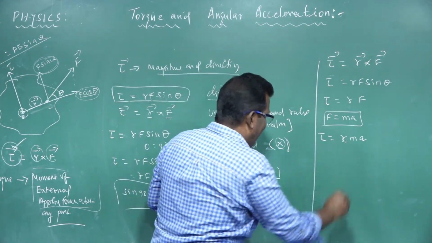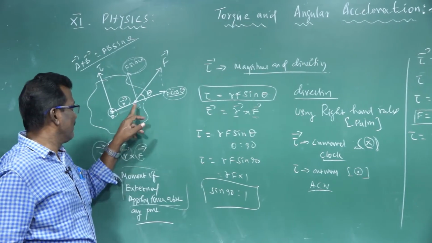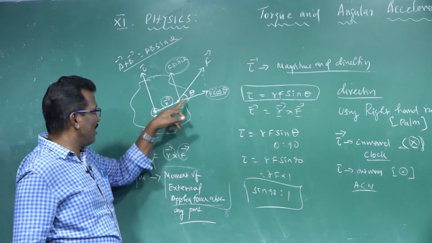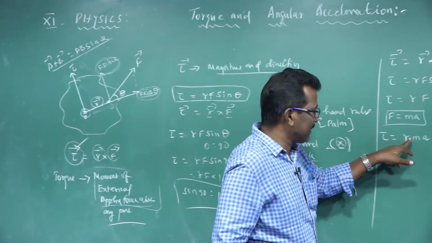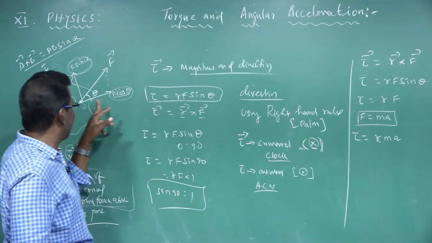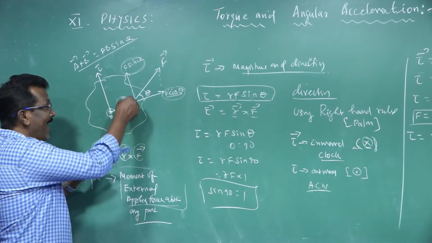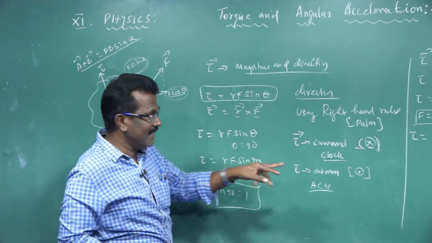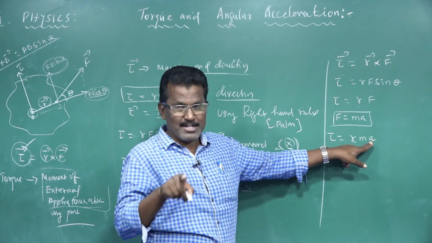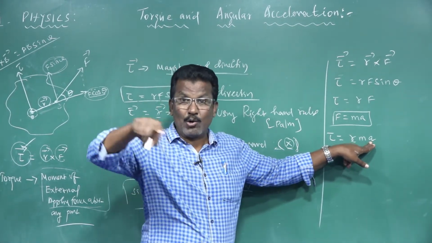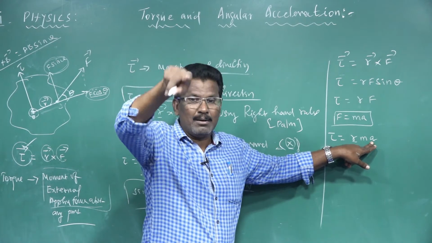What is R? R is a position vector from the origin. With respect to the origin, the body has to be rotating. So R is the position vector, and the particle has mass M. A is acceleration, but this A represents a linear acceleration. Bodies are moving in a straight line, but the bodies are also rotating, which is angular motion.